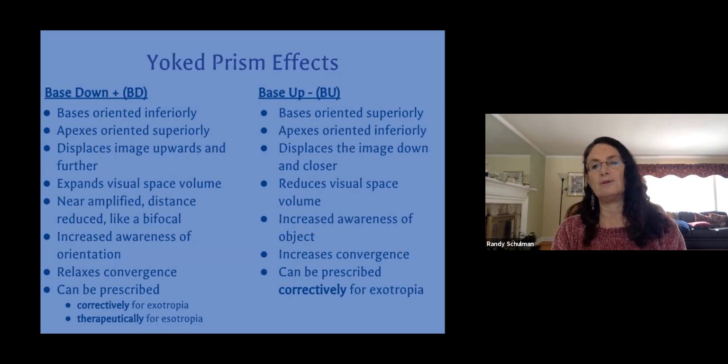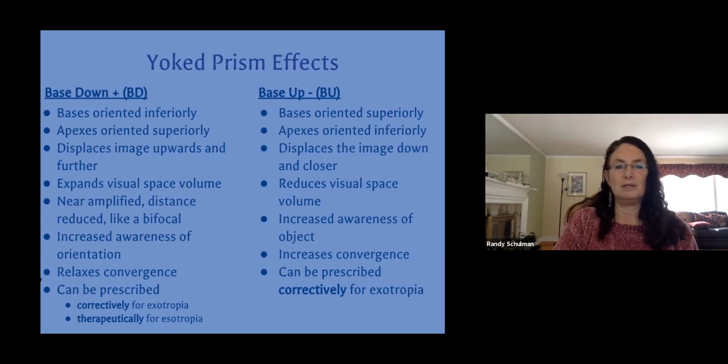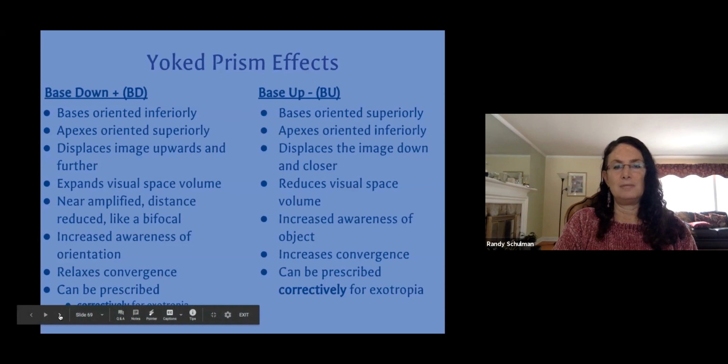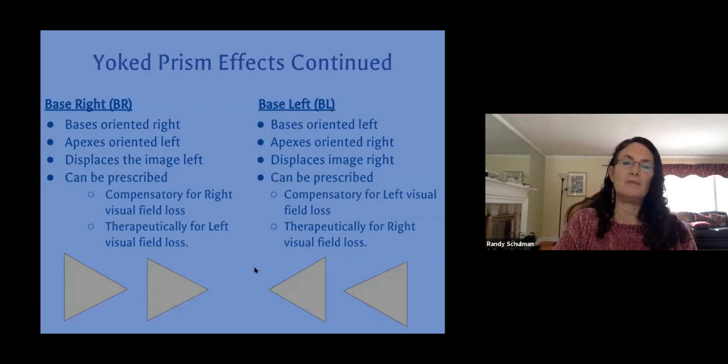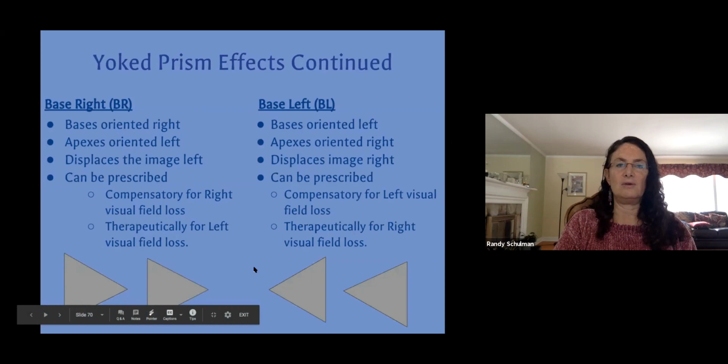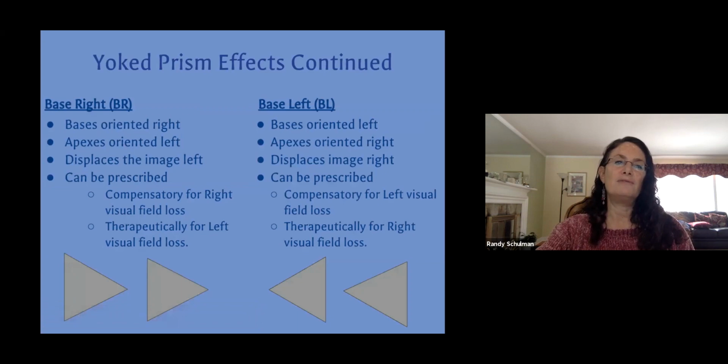It'll increase the convergence, and you can use them correctively for exotropia. Again, I tend to be less inclined to use base up because I don't want to embed the case. Base right and left obviously has the orientation where the base right will displace the image to the left. You can prescribe it as a compensation for right visual field loss. You can also use it therapeutically to help engage and build awareness on that left visual field. Base left does the opposite.